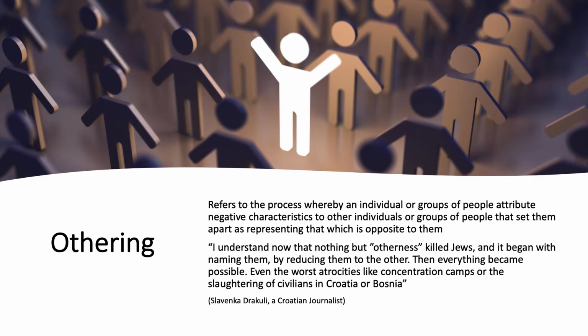So if you think about it, and this statement here comes from a Croatian journalist, who said that I understand now that nothing but otherness killed Jews. And it began with naming them, and then by reducing them to the other, then everything became possible. So even the worst atrocities, like concentration camps or the slaughtering of civilians throughout the world, particularly in Croatia and Bosnia, all stems down to the fact that they were classed as others. So it's them and us, others.